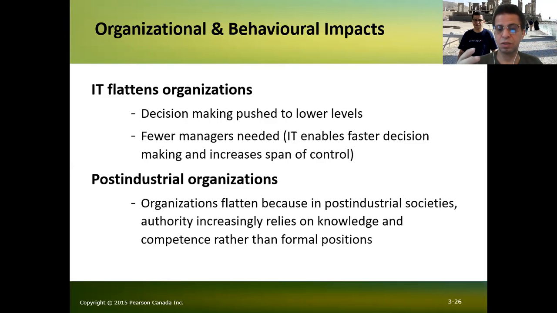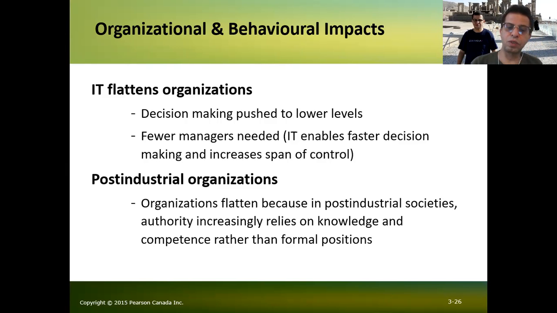IT enables faster decision making and an increased span of control. We know there are three kinds of decision making. One is a routine one, which could be part of the system and developed. One is a mix between non-routine and routine, and that's probably done by middle management. And then you have the non-routine ones, where you need to collect all the data, put the data together, see what the result is, and have a what-if analysis, and then you make that decision, which is from the top to the bottom in the third case.